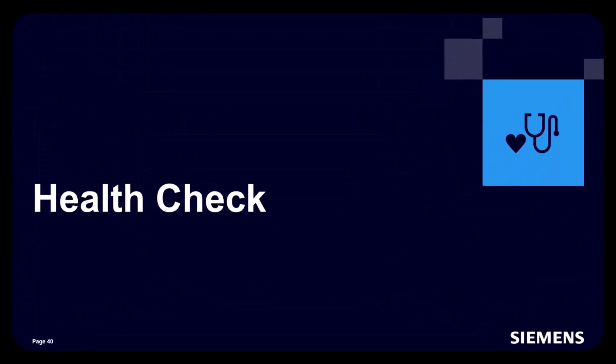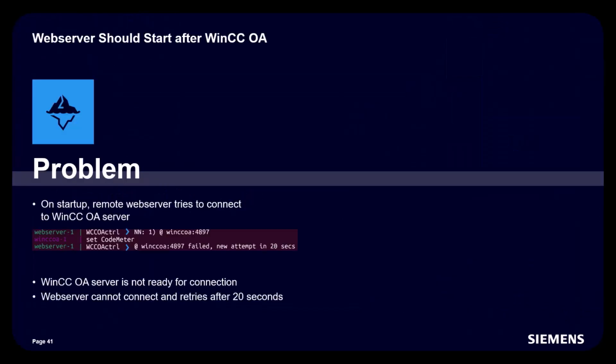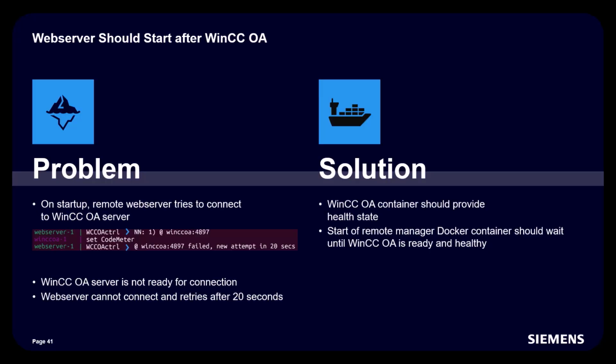Docker containers can report their health status. When our remote web server starts, the WinCC OA server is not yet ready to accept connections. As a result, the web server retries the connection after 20 seconds. If the WinCC OA container includes a health check that indicates when the service is ready, the web server container could wait for it before attempting to start.